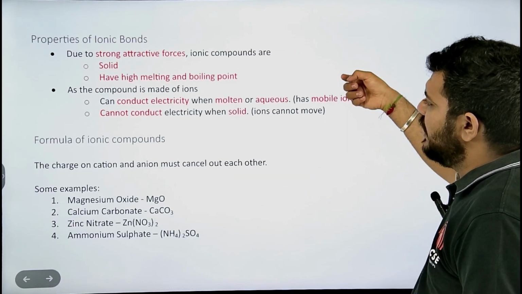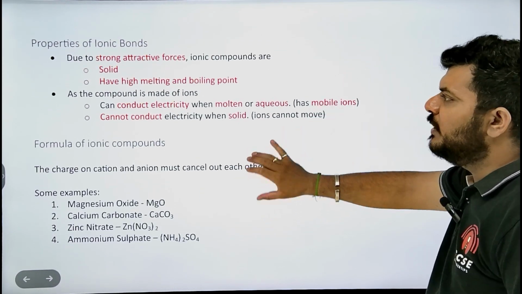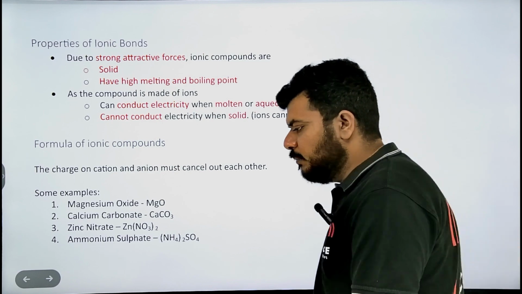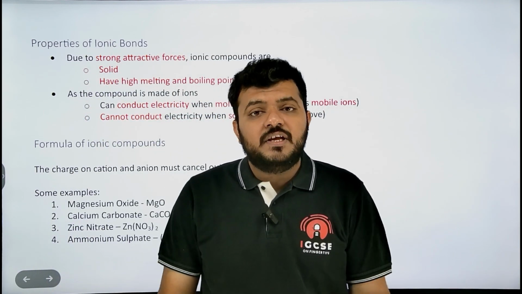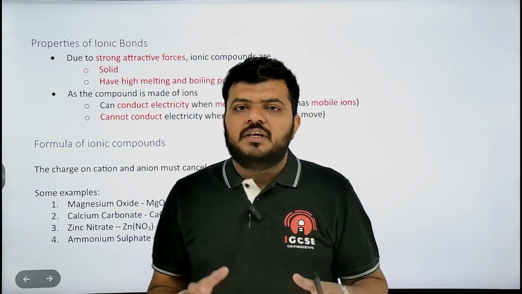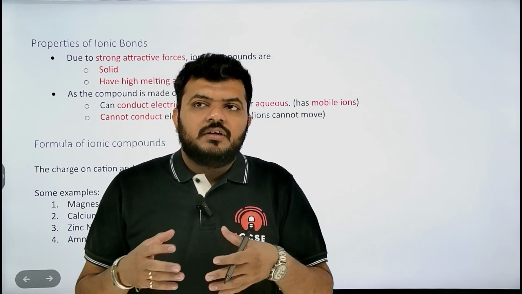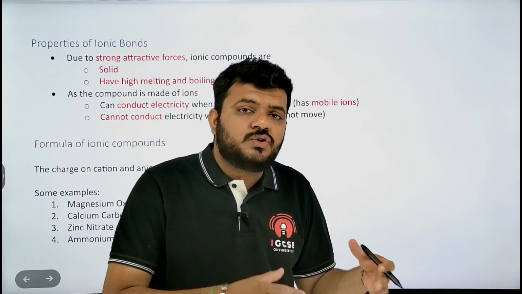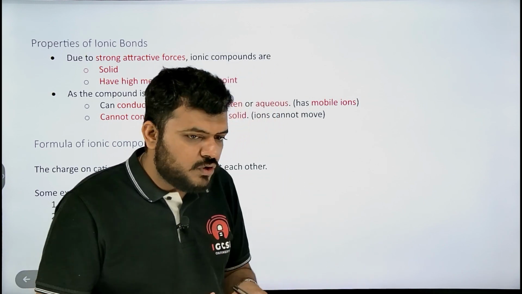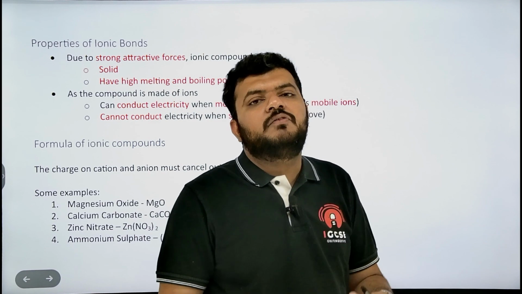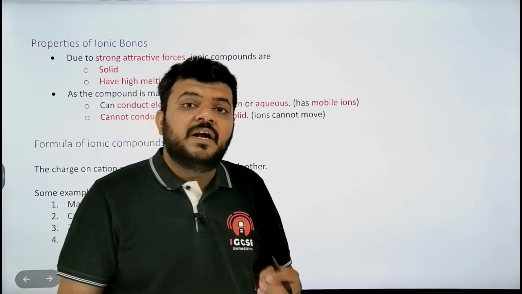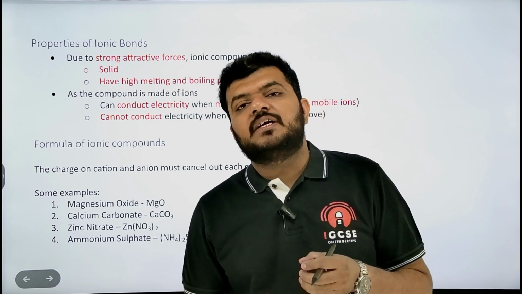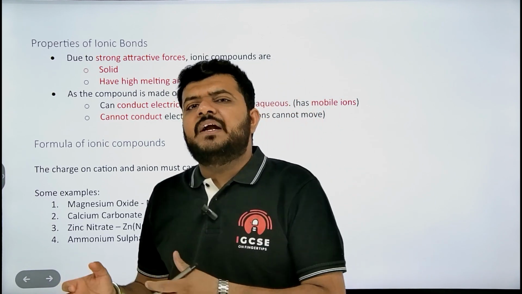Now before we start to understand how to write the formula, let us look at the properties of ionic bonds. This is the first type of bonding we are looking at, and we have seen that they form a lattice. If they form a lattice, it is given that they have very strong attractive force. If they have strong attractive force between different particles inside a crystal, then the melting and boiling points are going to be very high. What do we do when we melt and boil things?